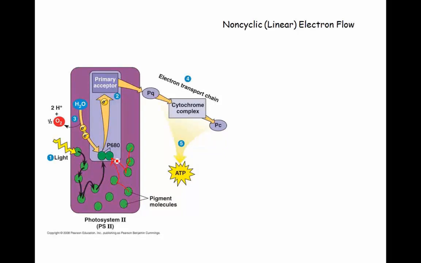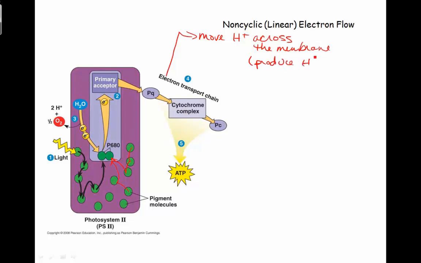Then we will pass it to the next one, and another small amount of energy will be released. This electron transport chain, not only does it pass the electrons in a similar fashion to what we had in the mitochondria, but it is also going to do the same thing with that energy that is being released. So the electron transport chain will be moving hydrogen ions across the thylakoid membrane. It's going to move them across the membrane to basically produce a hydrogen ion gradient.